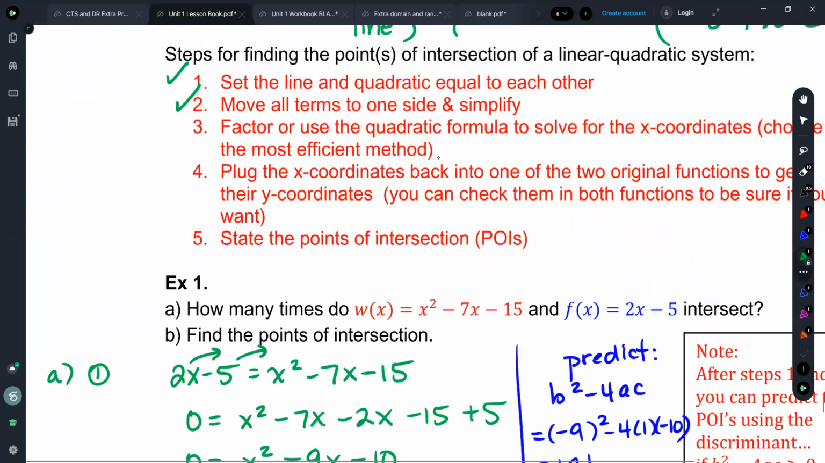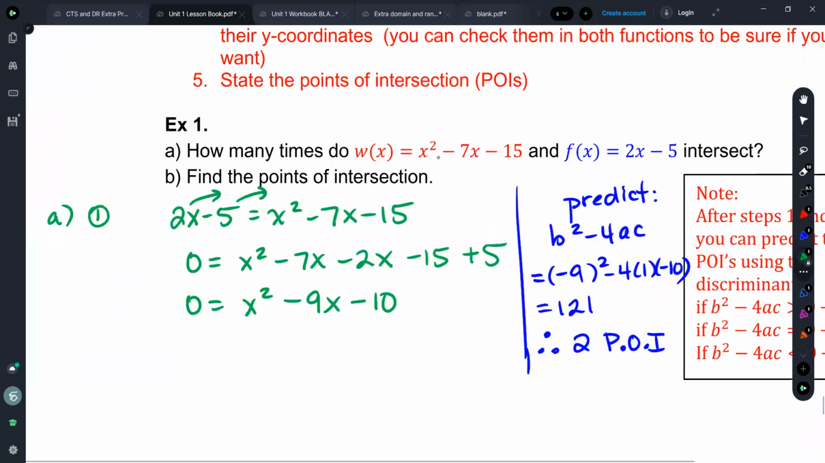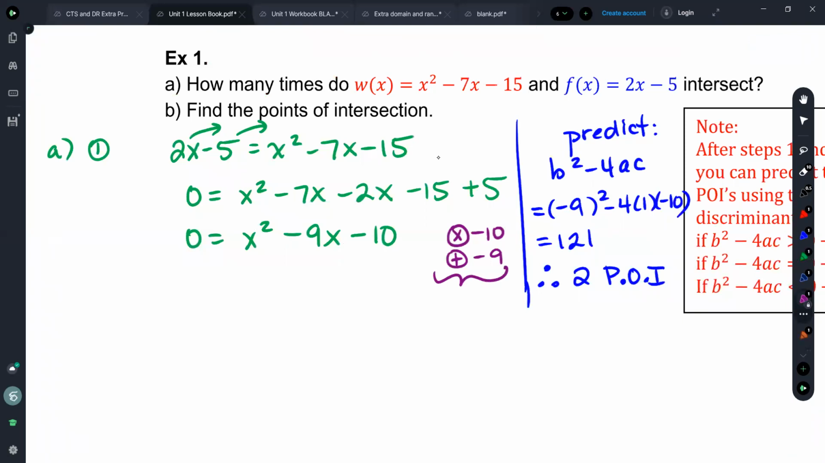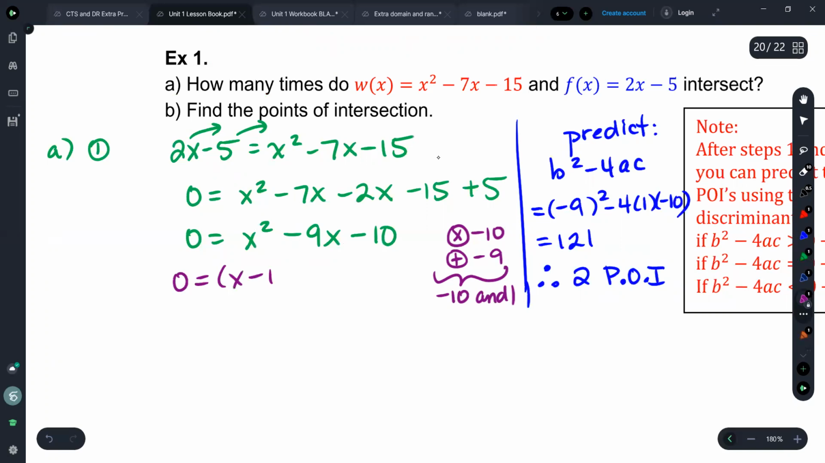Okay, so we can factor. If we can't factor, then we go quadratic formula. So can we find any two things that multiply to -10 and add to -9? That would be the question. Sorry, Jacob, right? Okay. -10 and 1. Perfect. Easy factoring. So these go right into the brackets. X minus 10, x plus 1.